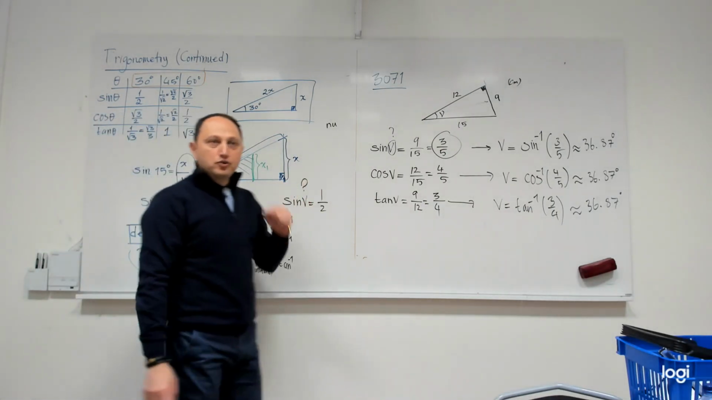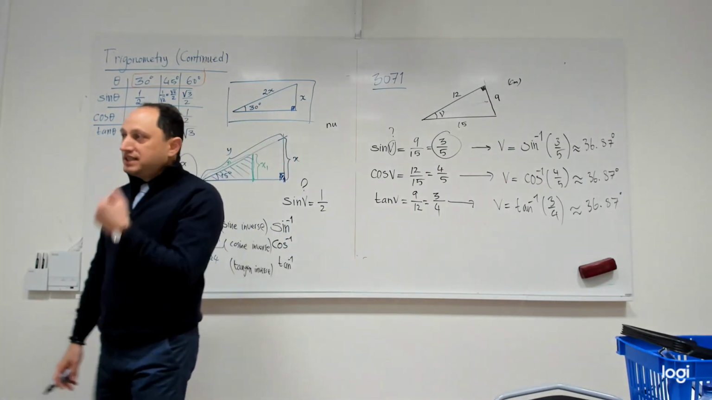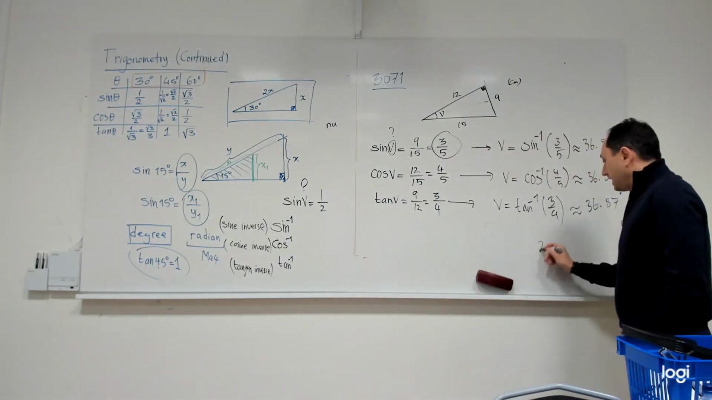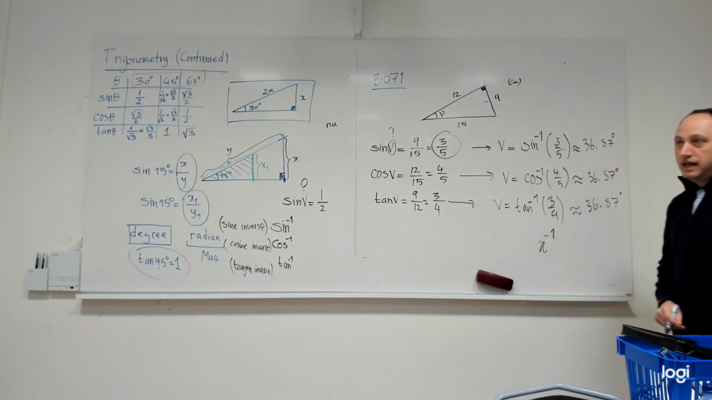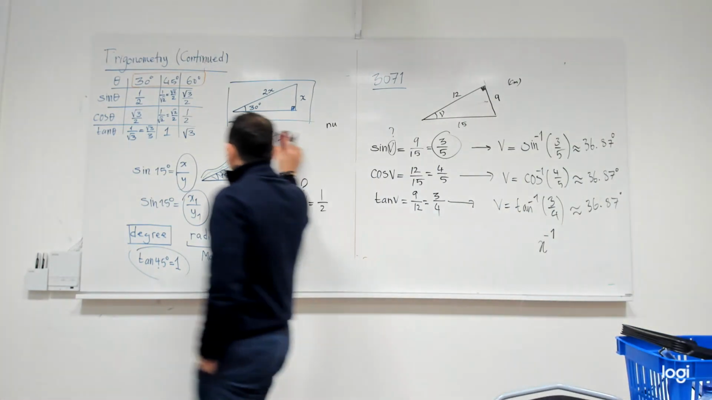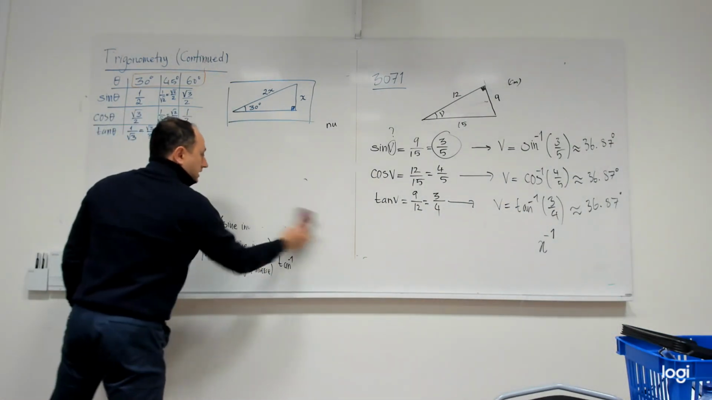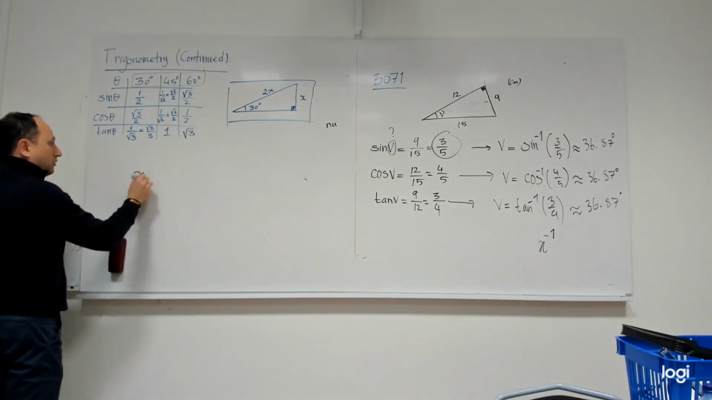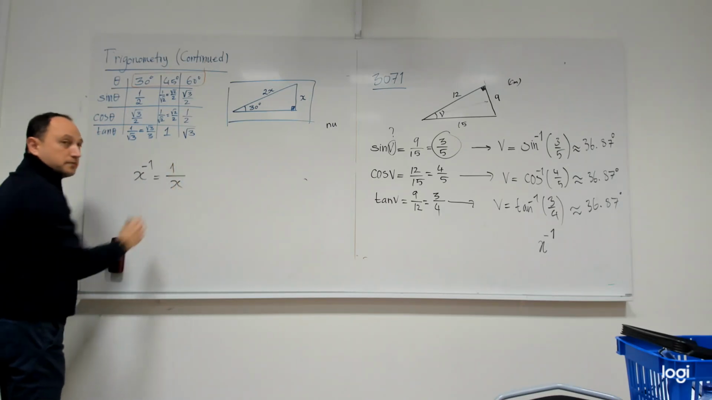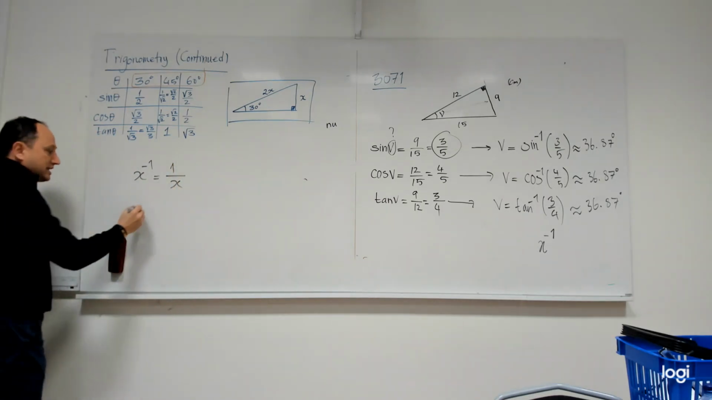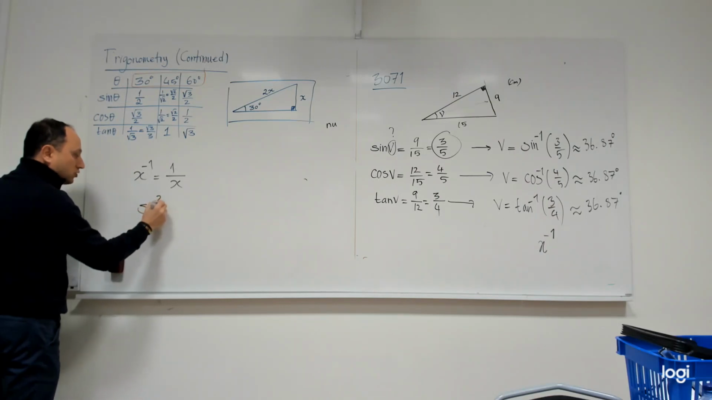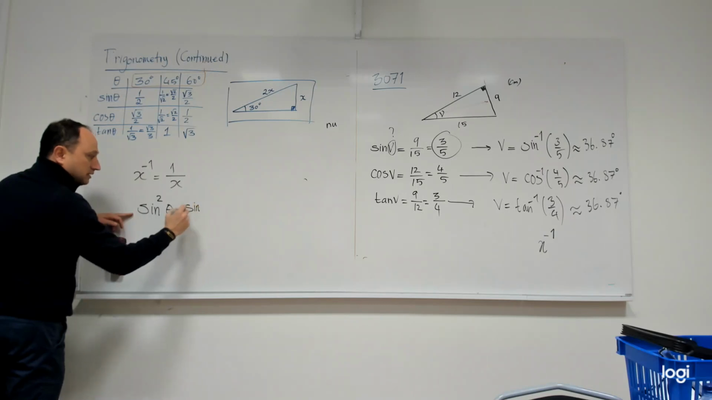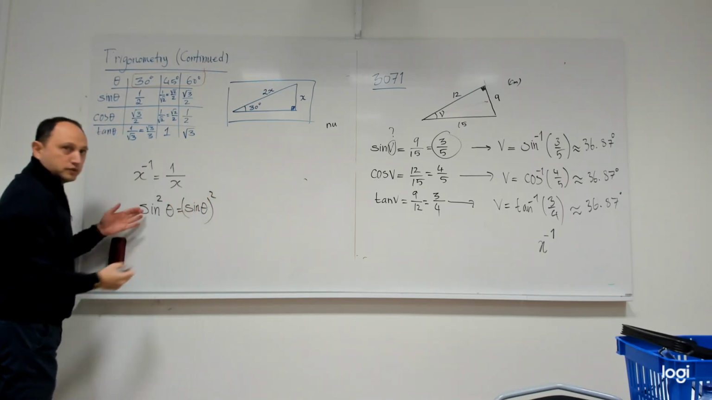So why is this unfortunate? The reason is that if I ask you what is another name for this symbol, x to the power of -1, what is that one? 1 over x? It's 1 over x. Okay? So x to the power of -1 is 1 over x. And I just told you, for example, what is the meaning of sine squared theta? This means sine theta to the power of 2, yes?